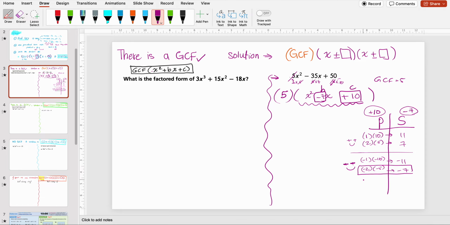Now how do we write the answer? Remember, I'm factoring the new trinomial. Again, I don't look at this anymore. I took the GCF from this, now I'm working on this one. So my answer will be written for this one. I still have the GCF outside, times this trinomial, which I factored out as 2 brackets.